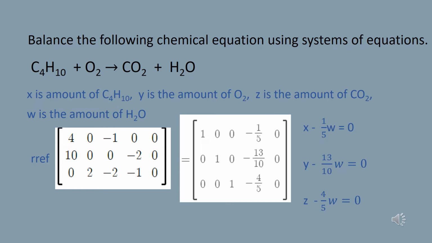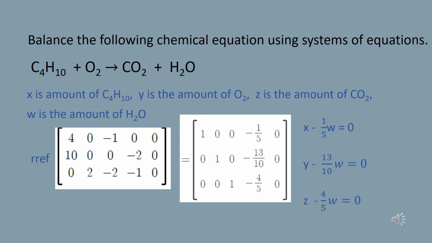So that first row reads as 1 times x minus 1/5 w equals 0. And then y minus 13/10 w equals 0. And then z minus 4/5 w equals 0.